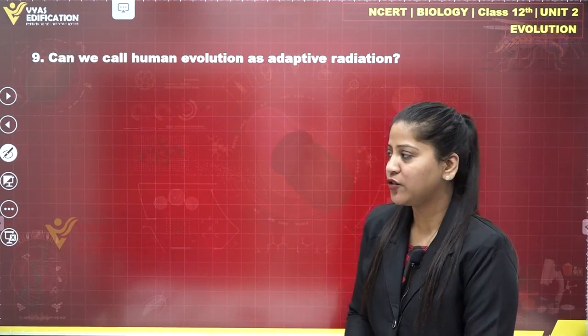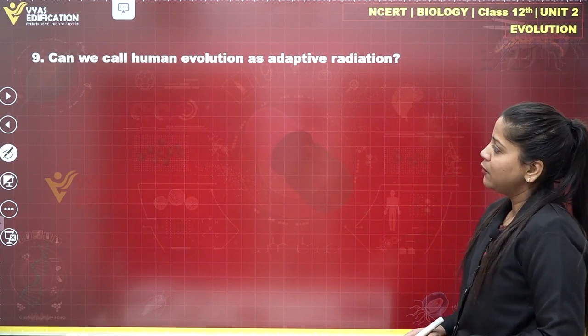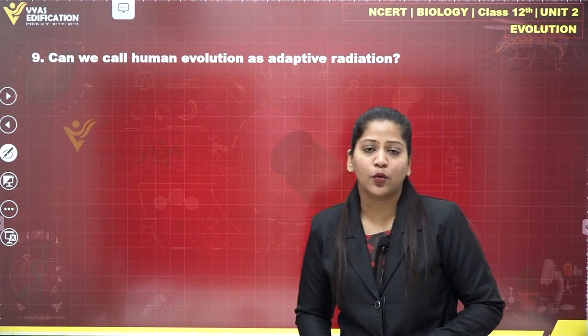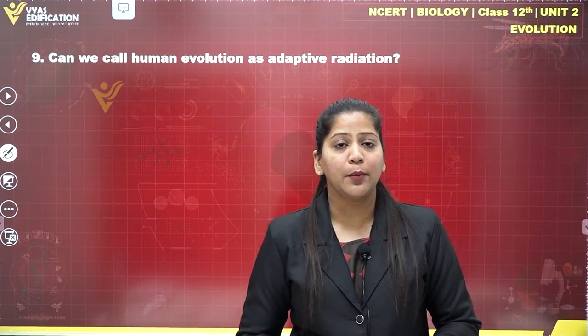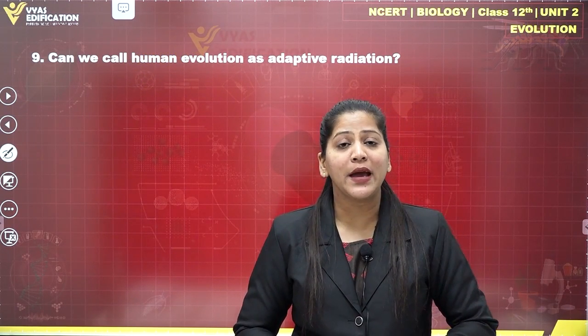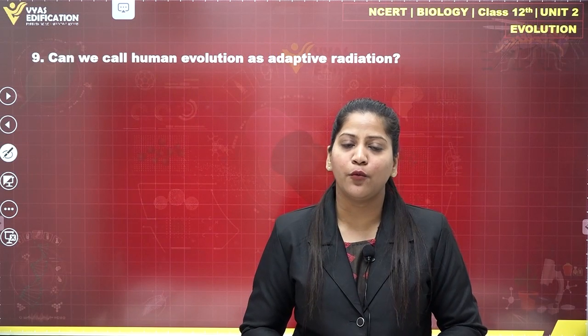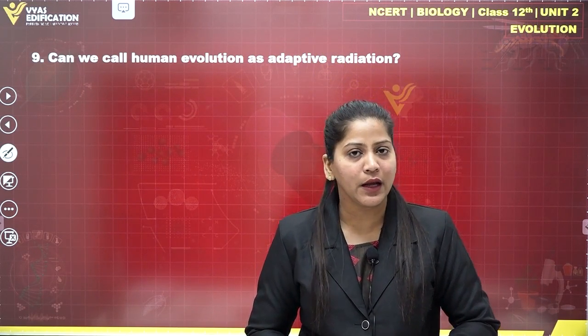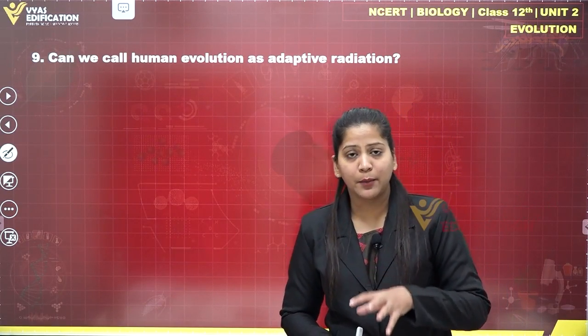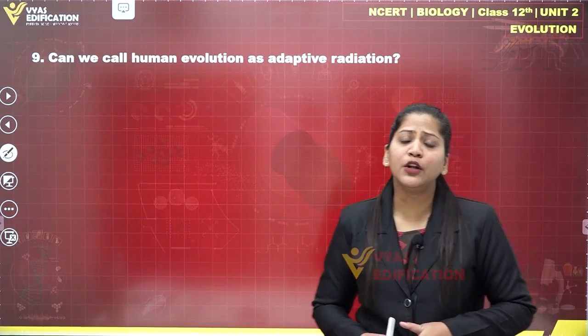Let's talk about the next question, that is question number 9. Can we call human evolution adaptive radiation? Alright, so we know what adaptive radiation is. Adaptive radiation is the evolutionary process by which many species originate from one particular species in a particular area, right? This is what we call adaptive radiation. Adaptive radiation is an evolutionary process.